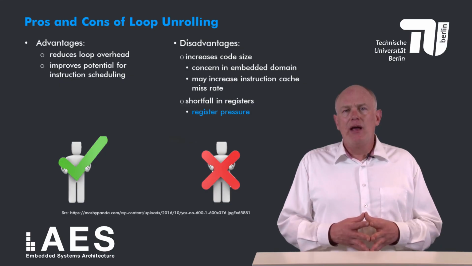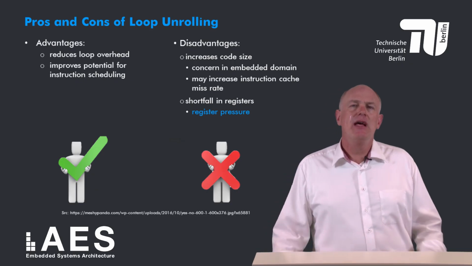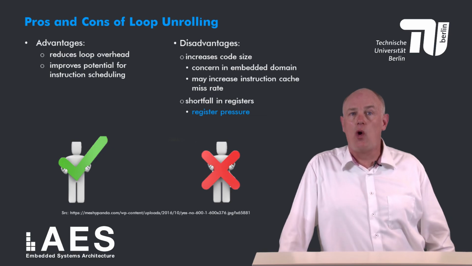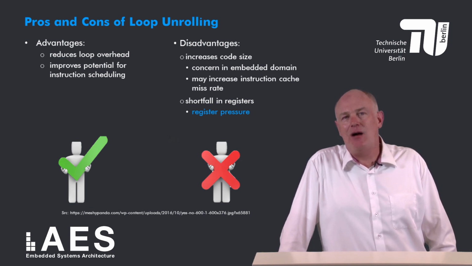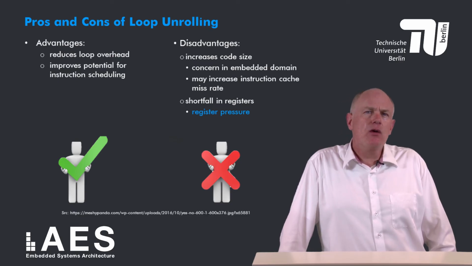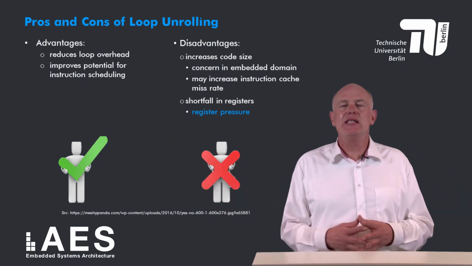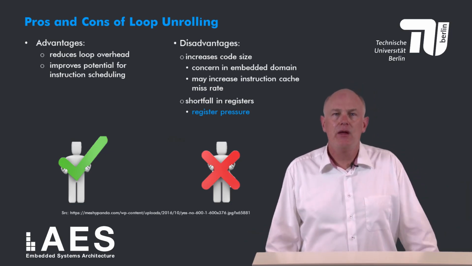Disadvantages of loop unrolling are also present. First, it increases the code size. Increasing the code size and therefore increasing the size of the memory needed to hold the program code can be a major concern in the embedded domain, in particular in domains where profits are minimal and therefore every penny counts. It can also be a concern in desktop and server computing domains because larger code size may increase the instruction cache miss rate. Therefore, loop unrolling should not be overdone.